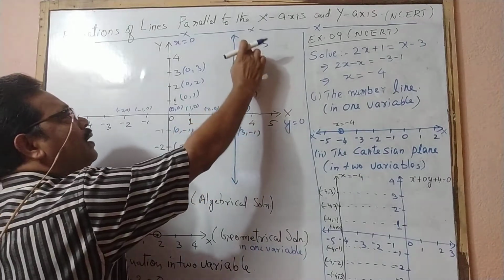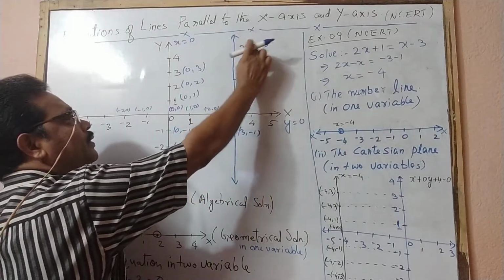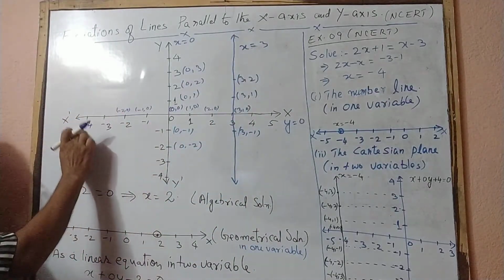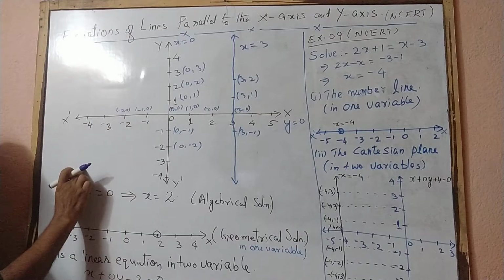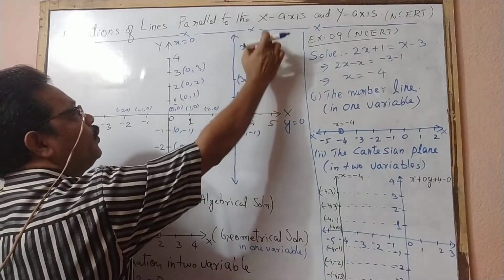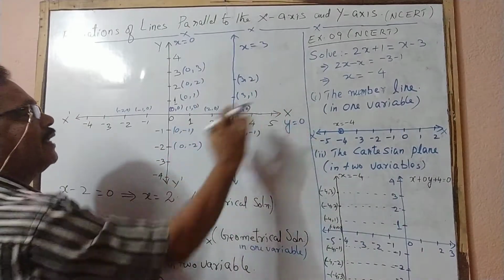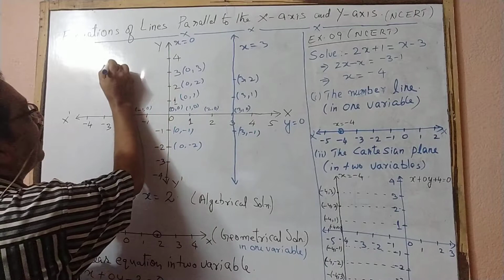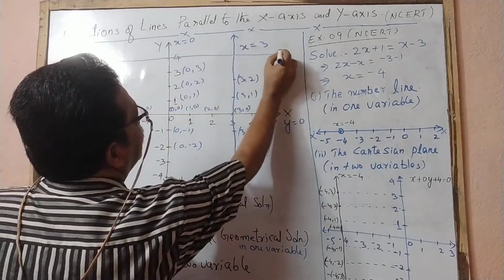So for the graphs which are parallel to the y-axis, whichever point of the x-axis they pass through, the equation of the graph will be x is equal to that point. If it passes through 3, x is equal to 3. If it is through minus 2, then x is equal to minus 2. If it is through minus 4, then x is equal to minus 4, and so on. So the equations parallel to the y-axis will be x is equal to a in general, where a is any real number.